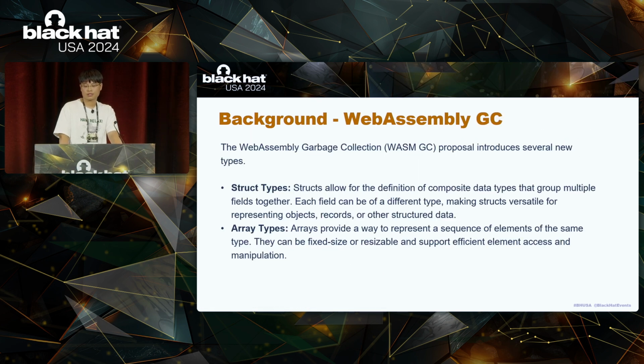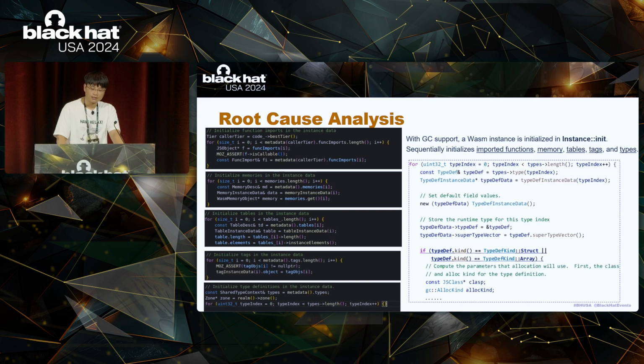The WebAssembly Garbage Collection proposal introduces several new types aimed at enabling more complex data structures directly in WebAssembly, such as structure type and array type. With garbage collection support, the process of initializing WebAssembly instances involves sequentially initializing imported functions, memory, tables, tags, and types. Please note the initialization order here, where the structure and array type definitions are initialized last.